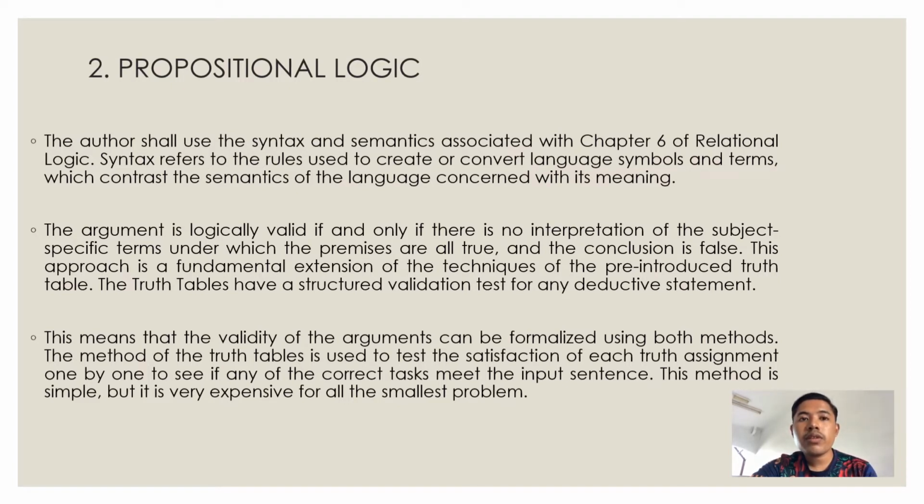The truth table method is used to test the satisfaction of each truth assignment one by one to see if any of the assignments satisfies the input sentence. This method is simple, but it is very expensive for all but the smallest problems.